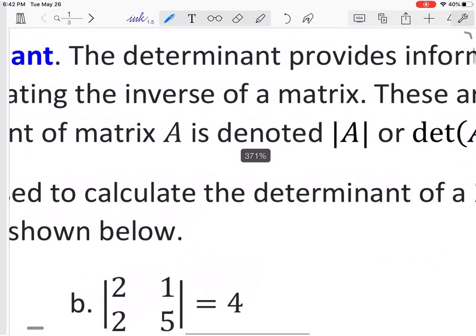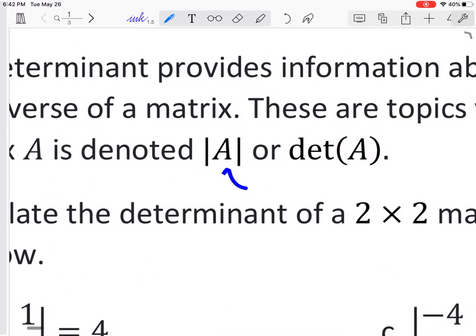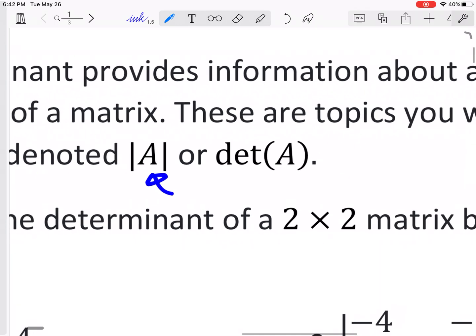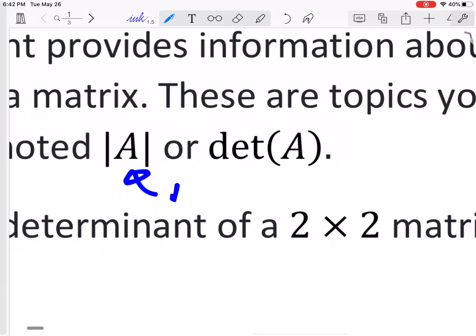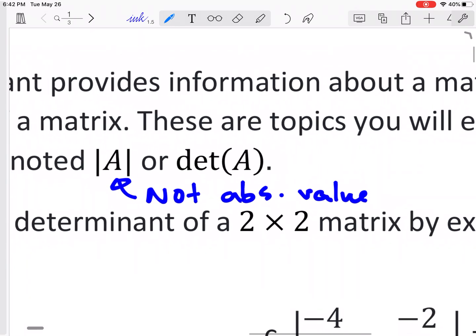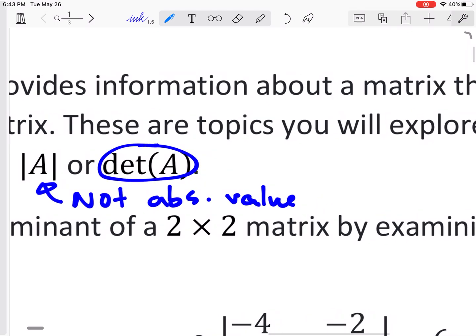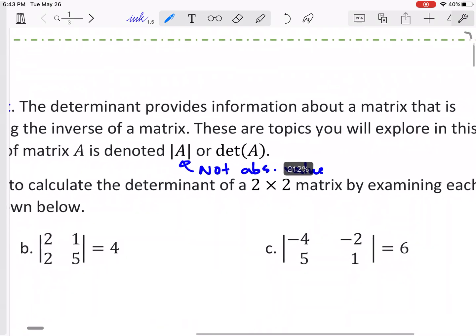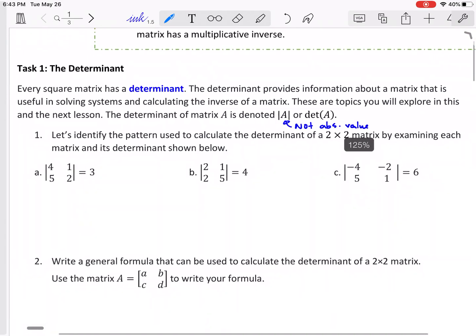First thing, the determinant of a matrix is denoted with bar symbols. It's important that we understand that this is not absolute value. Yes, it's the same symbol, but when we're talking about matrices, that does not mean the absolute value of A, that's meaning the determinant of A. Or in some cases you'll see it just written as DET, short for determinant of A. Almost like a function, even though it's not exactly a function.